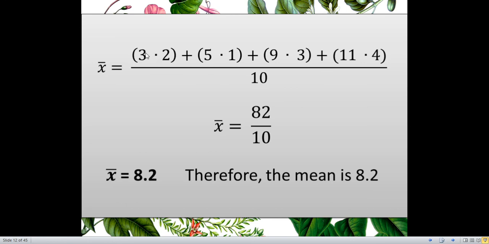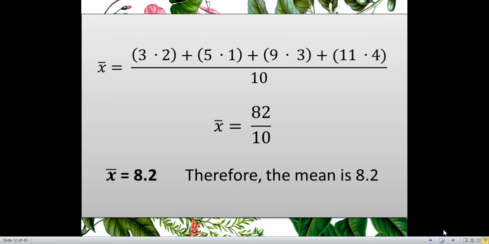So by solving it, we have 3 times 2, which is 6. 5 times 1 is 5. 9 times 3 is 27. 11 times 4 is 44. Then you add it all, you will come up with 82. And to divide it by 10, your answer now is 8.2. Therefore, the mean of our data is 8.2.